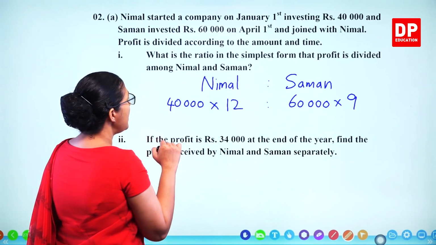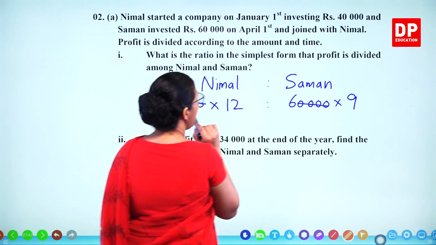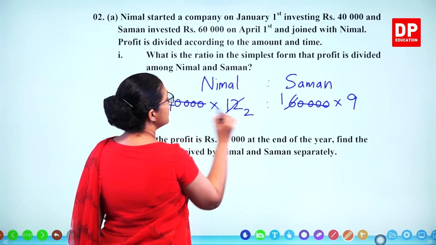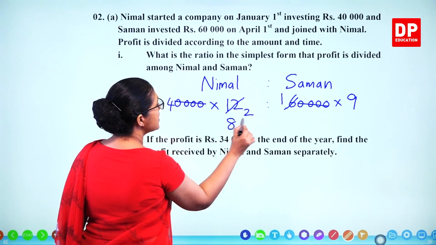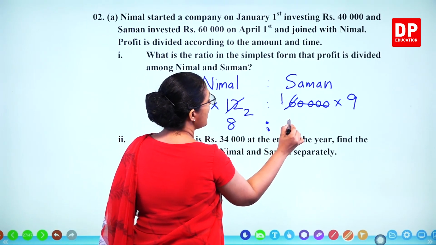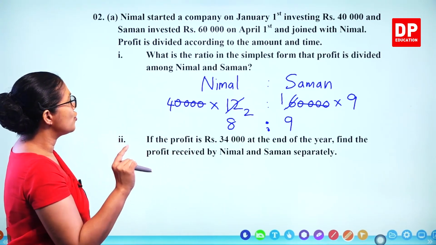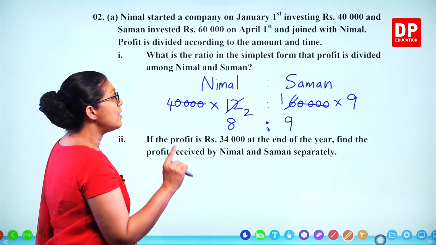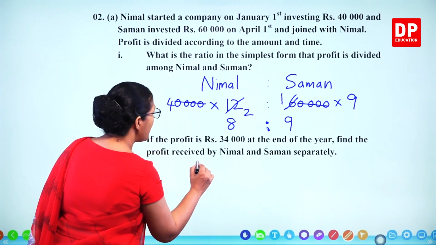Now simplify, divide by 10,000 and then divide by 6, and you can see 4 times 2, 8, and 1 times 9, 9. So the simplest ratio is 8 to 9. If the profit is 34,000 at the end of the year, find the profit received by Nimal and Saman separately.